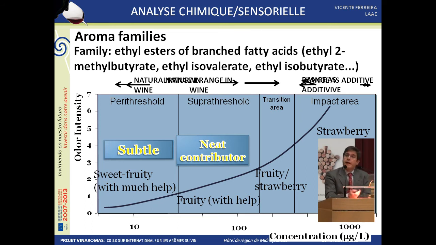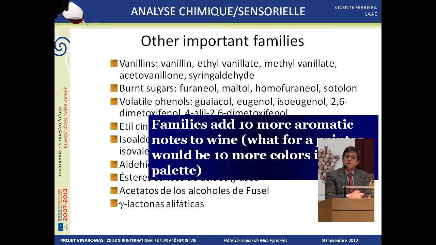Okay, so there are many other important families: vanillins, burnt sugar compounds, volatile phenols. I'm not going to mention all of them. What I just want to remark here is that these families add 10 more aroma nuances, 10 more primary colors to play with to form the different wine aroma nuances.